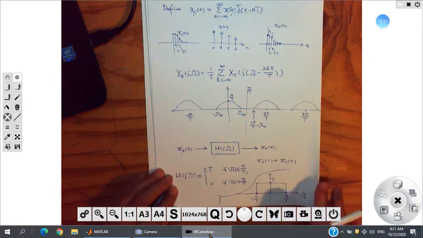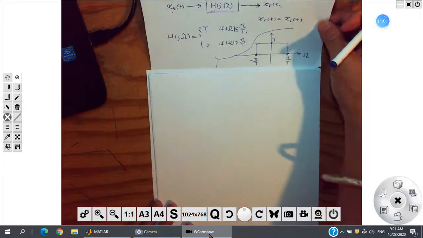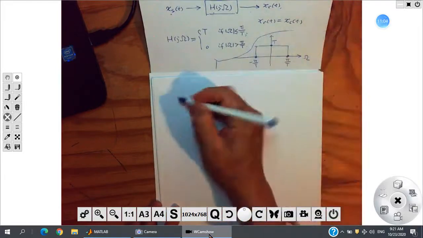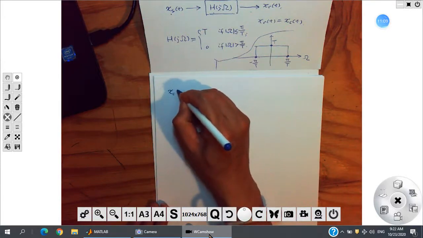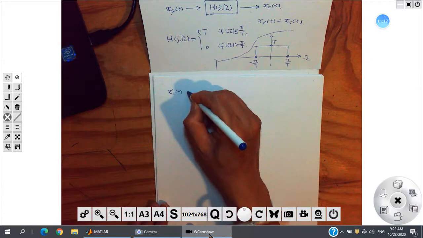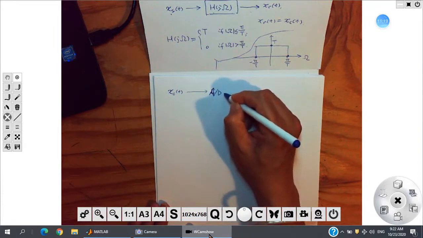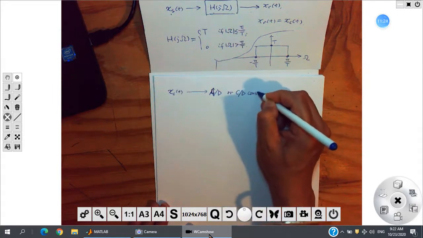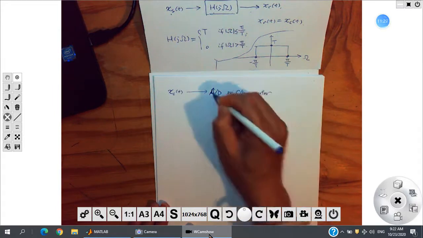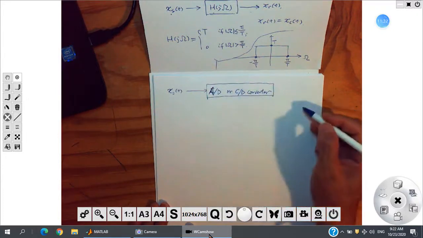Okay. Now we can have the whole process of sampling. For the sampling work, we start from xc of t. Then we take samples. We call this an AD or CD converter: analog to digital, or continuous time to discrete time, CD or AD.